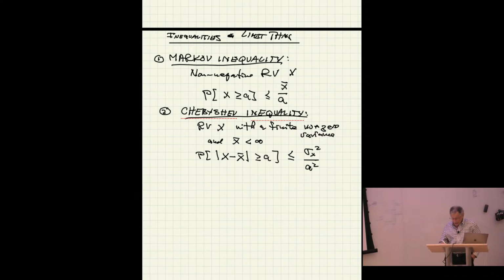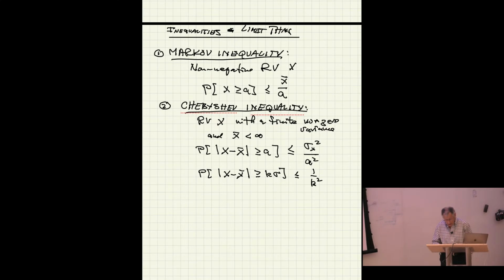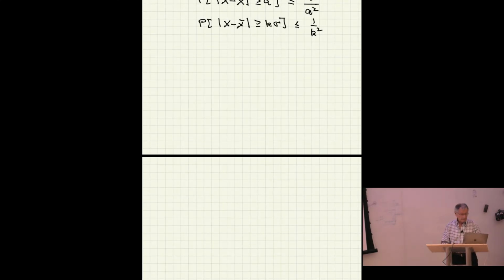Now, another way to say that is the probability of this absolute value of x minus x bar being greater than or equal to a quantity called k sigma, k times the standard deviation, is less than or equal to 1 over k squared. That's equivalent to the other. But it's very nice that knowing just the mean for the case of Markov, the mean and variance for the case of Chebyshev, gives you a bound. They're okay bounds. They're not great bounds.